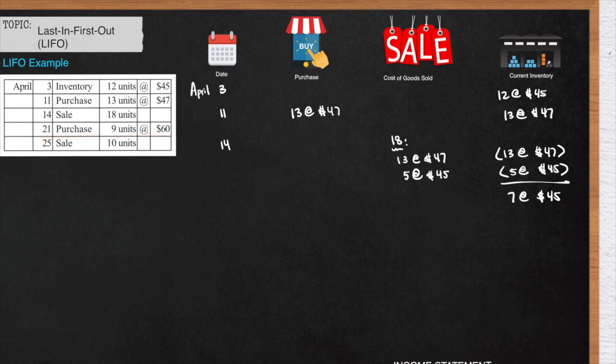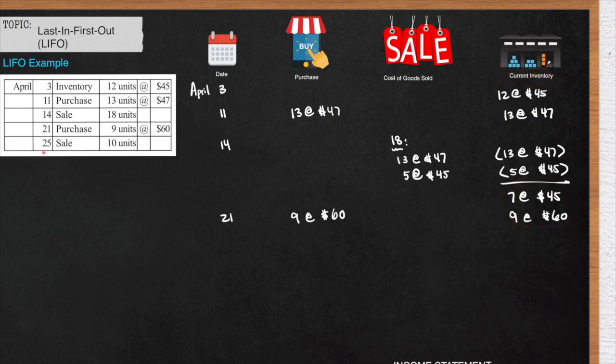Next, we purchased more inventory. That took place on the 21st. We purchased 9 units, and the prices went crazy because this time, for whatever reason, we purchased it at $60, which is terrible because originally we got our inventory for $45 and $47. But for whatever reason, the prices went really high, and this time it's 9 at $60. So our current inventory is 7 at 45 and 9 at 60.